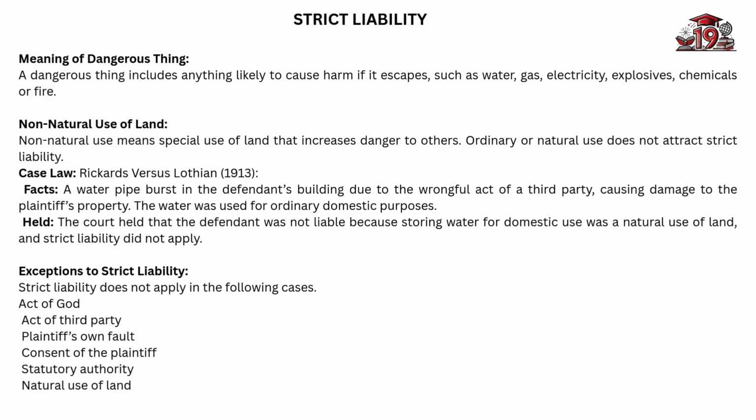Meaning of dangerous thing. A dangerous thing includes anything likely to cause harm if it escapes, such as water, gas, electricity, explosives, chemicals, or fire. Non-natural use of land. Non-natural use means special use of land that increases danger to others. Ordinary or natural use does not attract strict liability.